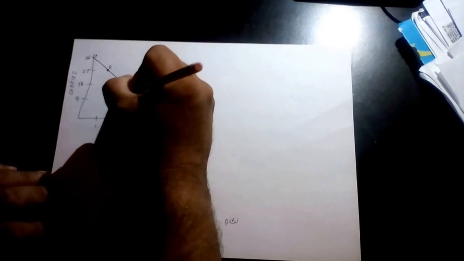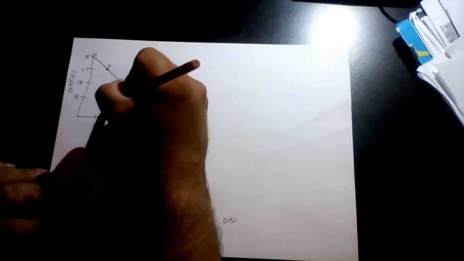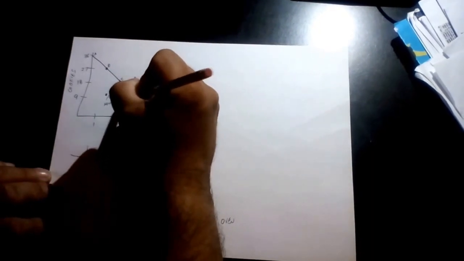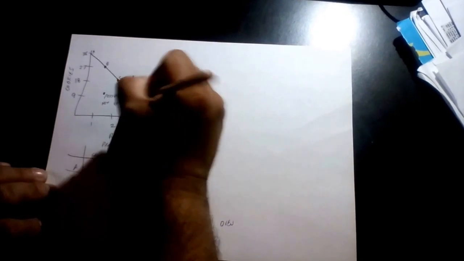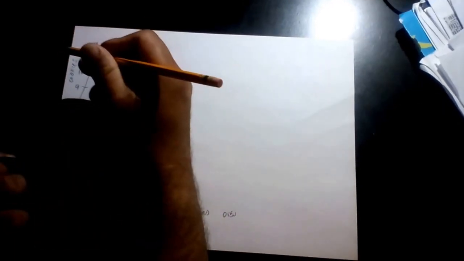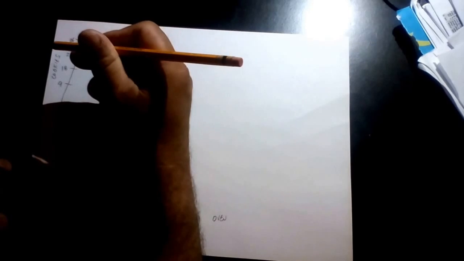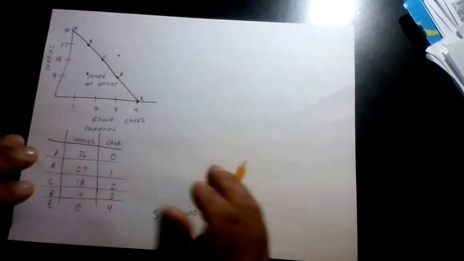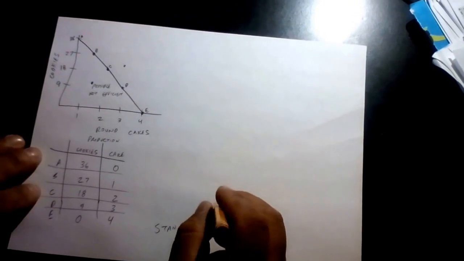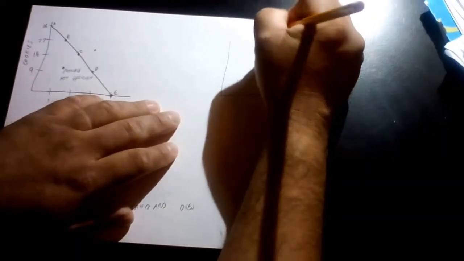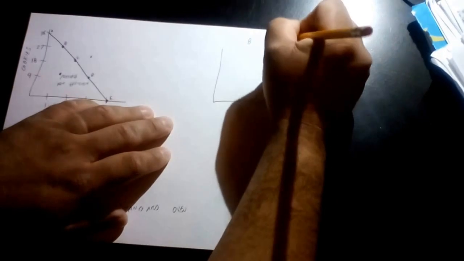Points inside the PPF graph line are possible but not efficient, because I'm able to make that level of output, but it's not efficient given the amount of time and effort I'm putting into it. So the next graph that we're going to draw is the PPF for an 8-hour labor cycle.